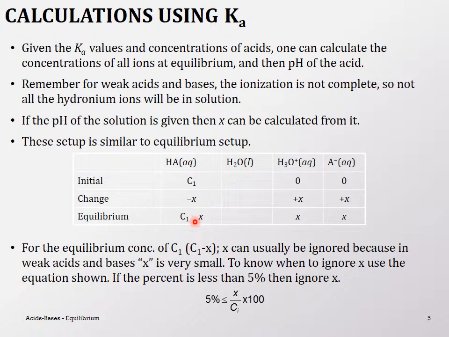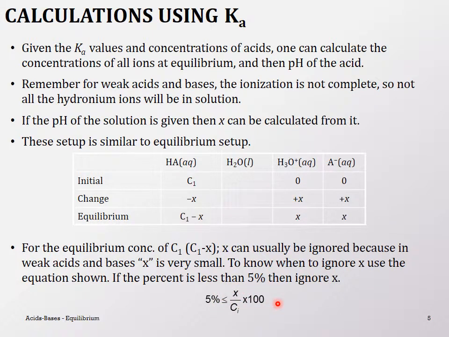So the way to figure out if you have to use this or not is to see if the percent ionization is less than 5%. So if the percent ionization, that is the value of x, is less than or equal to 5%, you can ignore x. As we do these calculations, I'm going to show you how to figure this out because this is important. Otherwise, you will be again lost in calculations.